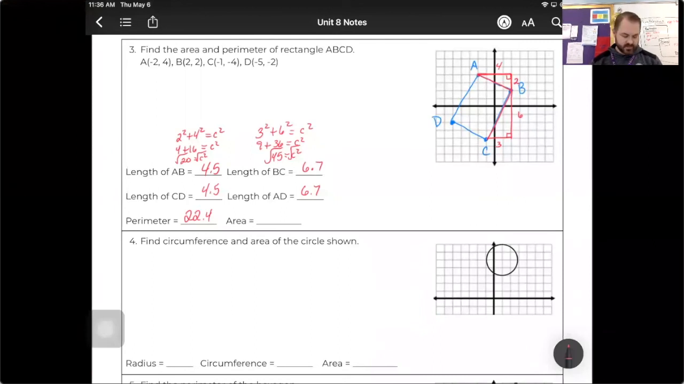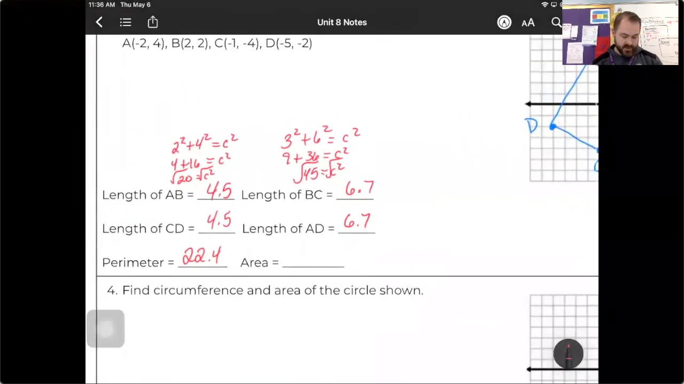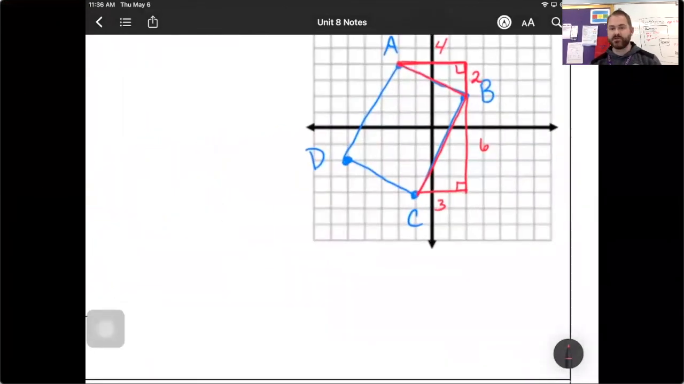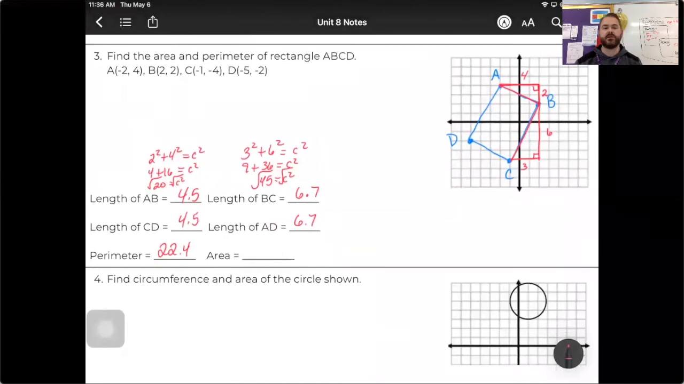When you look at this, when we do our length of AB using the Pythagorean theorem, we get 4.5. And when we do this again for the length of BC, that little right triangle we draw has a horizontal length of 3 and a vertical length of 6. So we do 3 squared plus 6 squared equals c squared, and that gives you 6.7. Now, we only have to do those twice, or once each, okay?